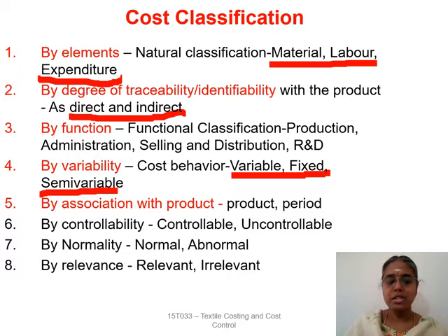By controllability, you classify as controllable and uncontrollable. By normality, it is classified as normal and abnormal. By relevance, we classify as relevant and irrelevant. So I have just given the names. I'm not going into details. With this short remembering of the various terms, without having a good understanding of what they are, we will enter into the topic so that we will get to know the details, so that you can understand these terms which are mentioned here in the classification.